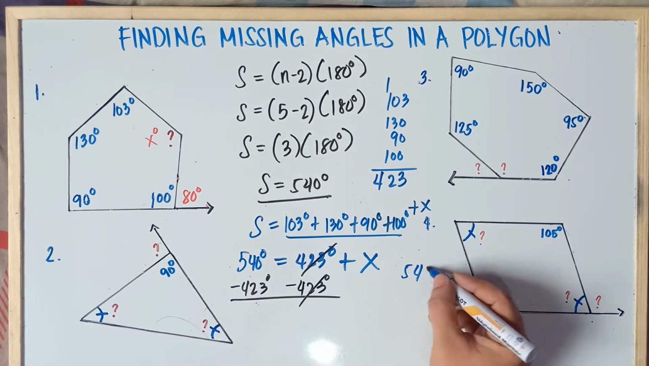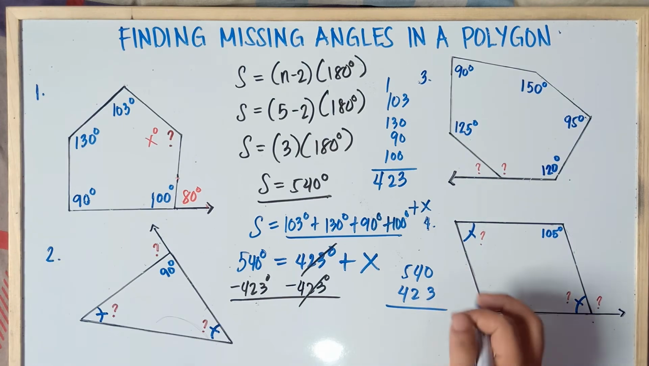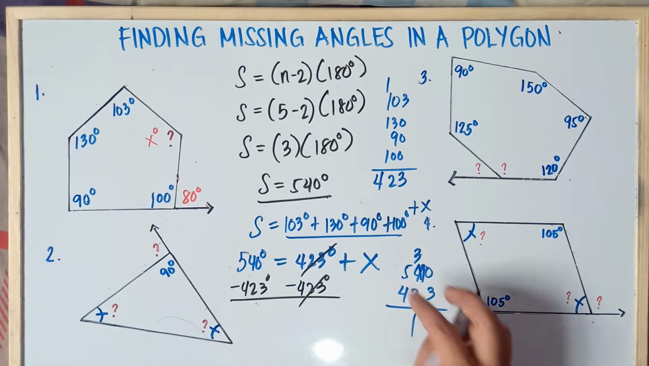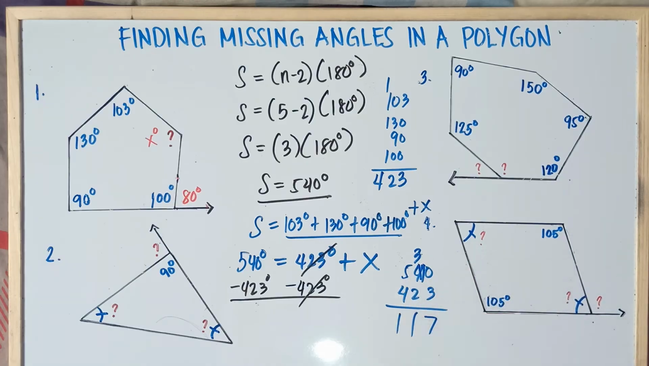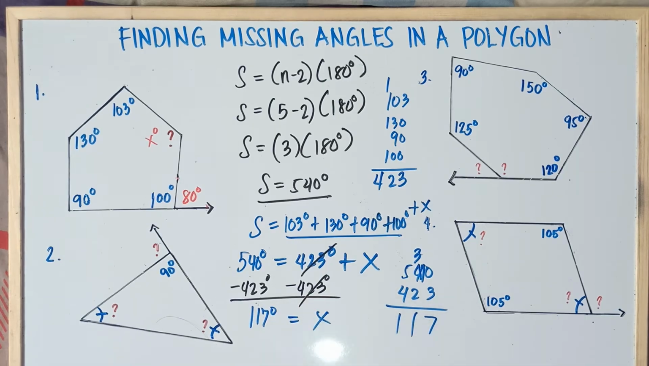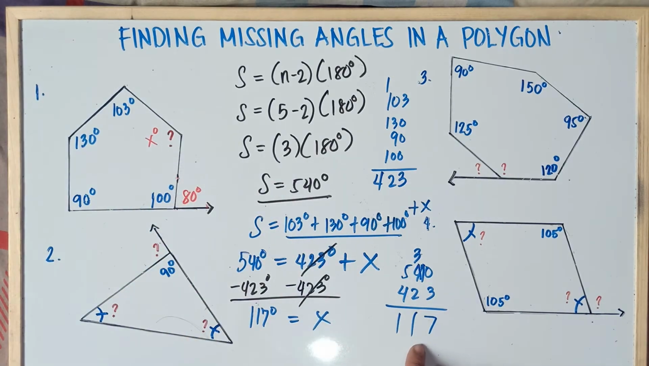So 540 minus 423. 0 minus 3, that cannot be. Borrow 1, this becomes 3, this becomes 10. 10 minus 3 is 7. 3 minus 2 is 1. 5 minus 4 is 1. So this is 117 degrees equals x. That's the answer, class, for example number 1. This angle right here is 117 degrees.